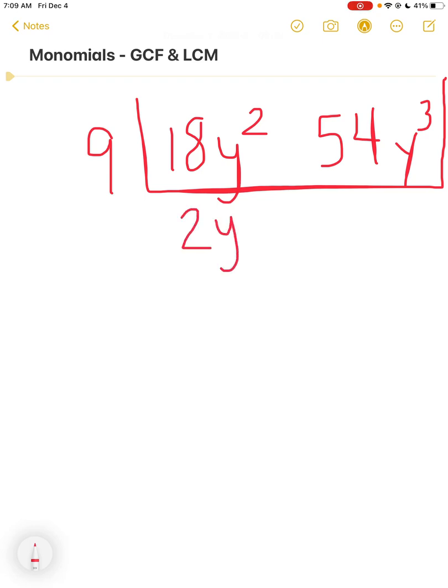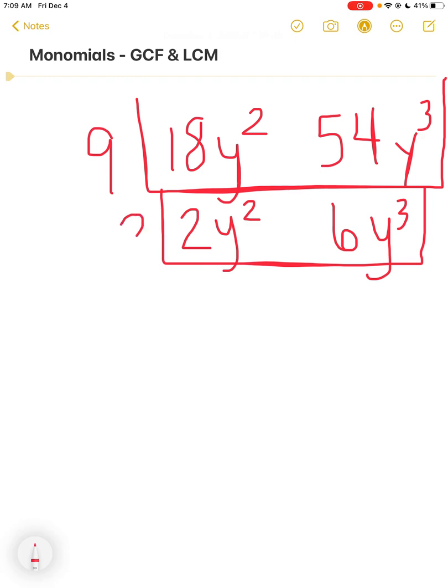My y has not changed yet. I haven't done anything with it, so I'm just going to bring that down as y to the second. And then 54 divided by 9 is 6. Again, I'm going to write that answer below and bring down my y. It's a y to the third. And I'm not going to change it yet because I haven't done anything different yet. I ask myself again, with my new numbers 2 and 6, is there anything I can divide these two numbers by? Yeah, actually there is. They are both even, so I can divide this row by a 2.